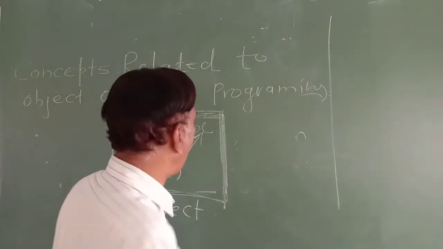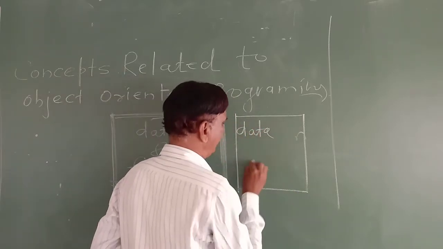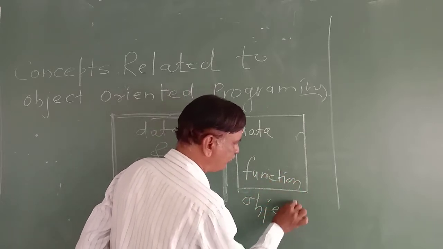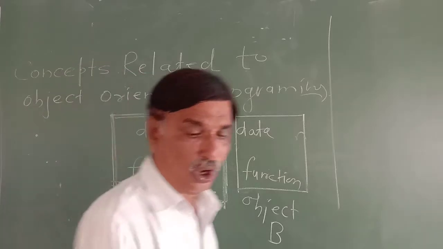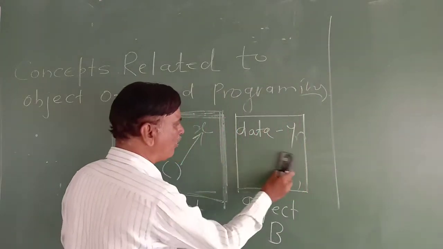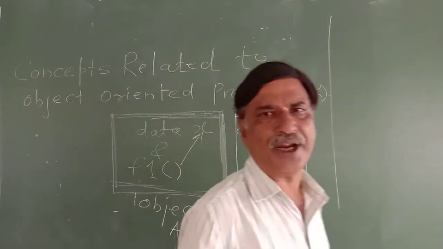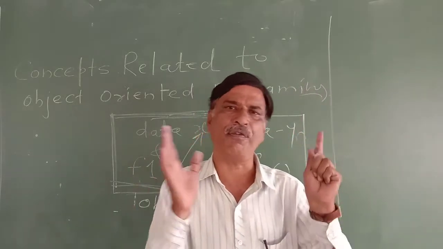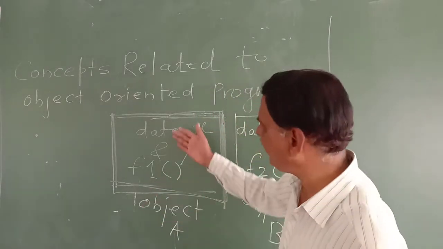One more object we can have. There is also a data, there is also a function. So this is also an object. Now we will name them object A and object B. Suppose in object B, data is y and function is f2. Again, what is an object? Object is nothing but a binding of data and function, or a capsule of data and function.